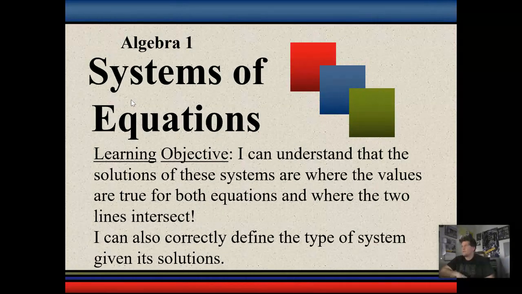Two learning objectives today. We're talking systems. So first objective, I can understand that the solutions of these systems are where the values are true for both equations, or where the two lines intersect. I could also correctly define the type of system given its solutions.